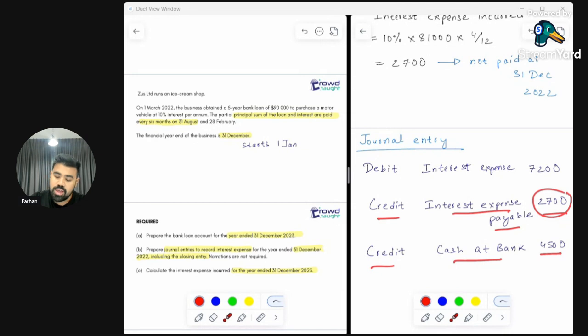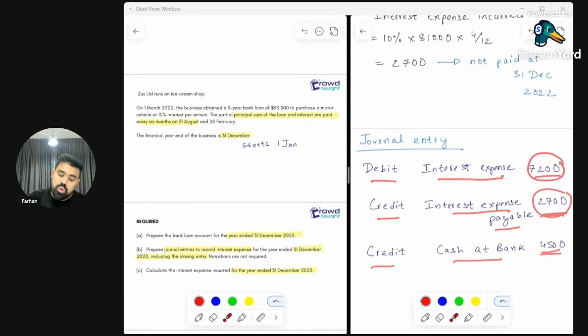Okay? All right. So altogether, these two credits add up to being $7,200, which is in fact the total interest expense for the financial year ending 31 December 2022. And also this fits within this logic because all expenses by default are debited. Okay, so in between 1 March 2022 and 31 December 2022, the total interest expense we have incurred is $7,200 and all expenses are debited, so that's why we are doing it anyway.